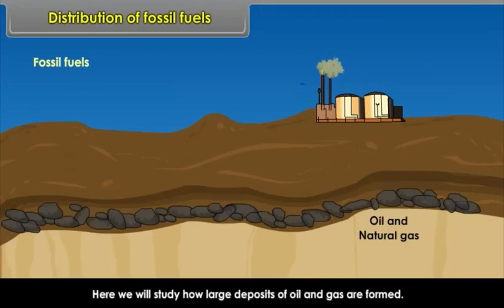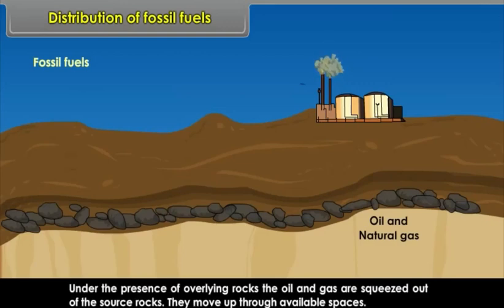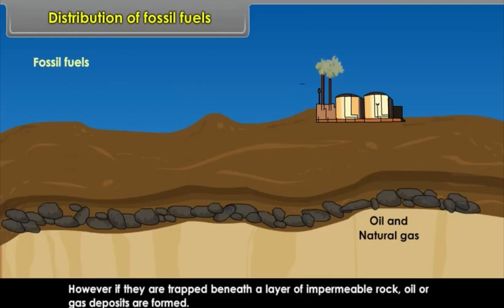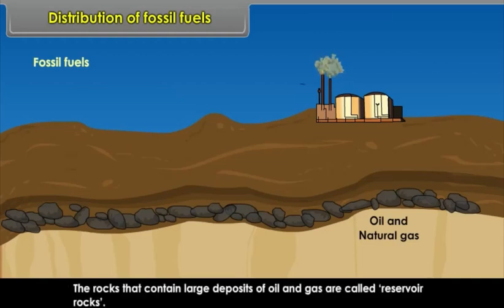Here we will study how large deposits of oil and gas are formed. Under the presence of overlying rocks, the oil and gas are squeezed out of the source rocks. They move up through available spaces. However, if they are trapped beneath a layer of impermeable rock, oil or gas deposits are formed. The rocks that contain large deposits of oil and gas are called reservoir rocks.